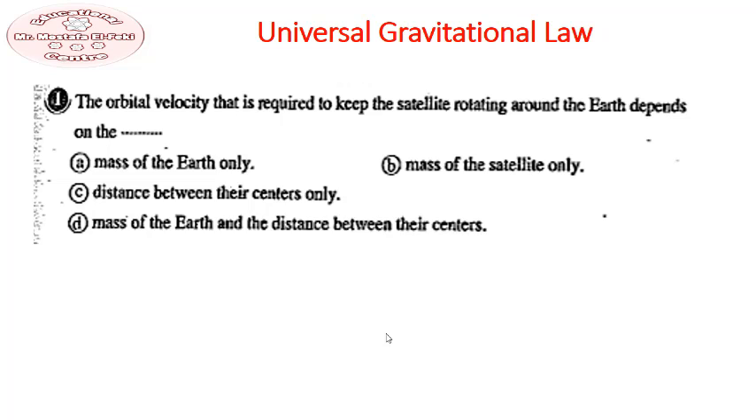The orbital velocity required to keep a satellite rotating around the Earth depends on, this is the relation, then it depends on the mass and the radius. G is a constant.